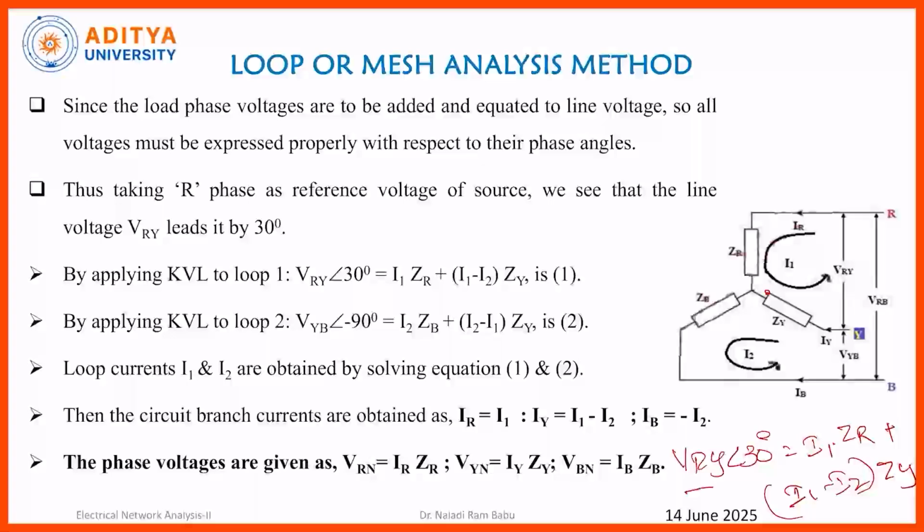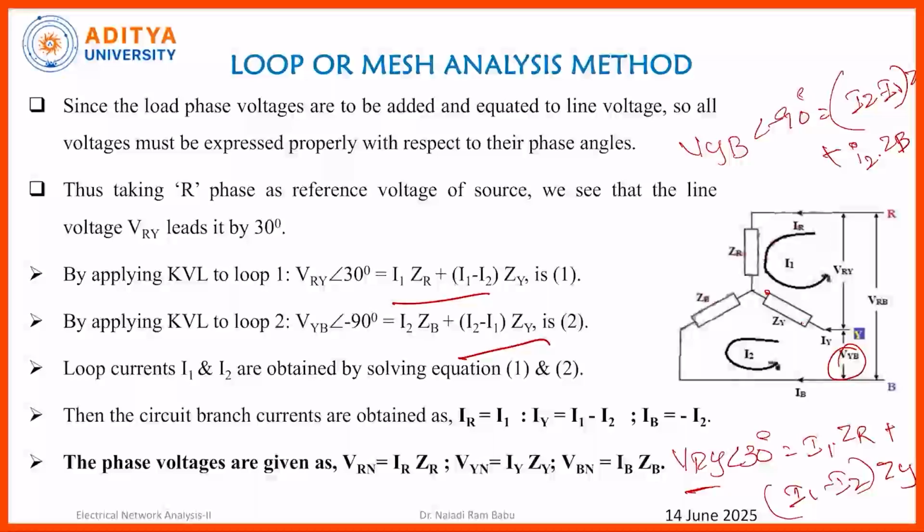This is for VRY. If I write it for VYB, this will be at an angle of minus 90. The first term is (I2 minus I1) into ZY plus I2 into ZB. So we have written these two equations, 1 and 2, and now if we solve equations 1 and 2, we will get the values of the loop currents I1 and I2.